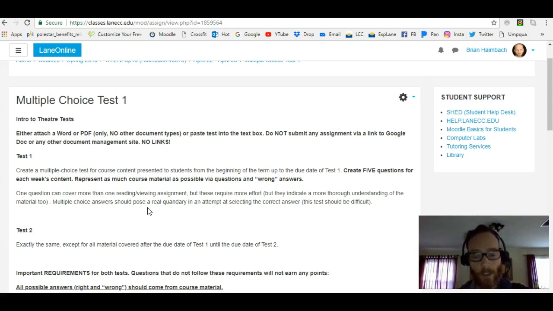Each question has 4 responses, 1 correct and 3 incorrect, and all 4 of those responses come from course material. The questions should require you to read or view the entire assignment and to really think about it before you could answer those questions. If you're doing all that stuff, you're going to make an easy A.